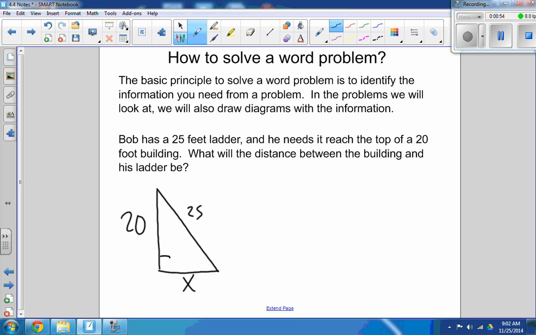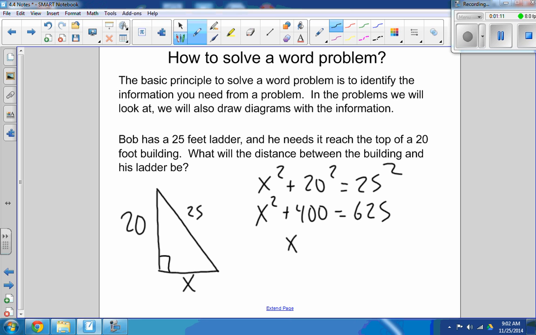So we know the building is going to be perpendicular to the ground, so it's a 90-degree angle. We have a right triangle, Pythagorean theorem. x squared plus 20 squared equals c squared, which is 25 squared. So x squared plus 400 equals 625. So x squared is 225. Square root of that is 15. So it's 15 feet between the building and the base of the ladder.